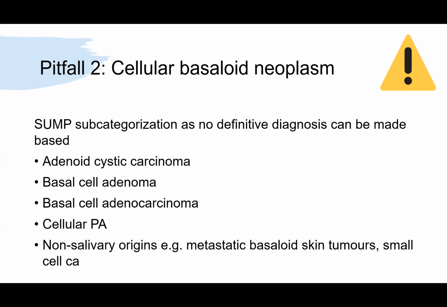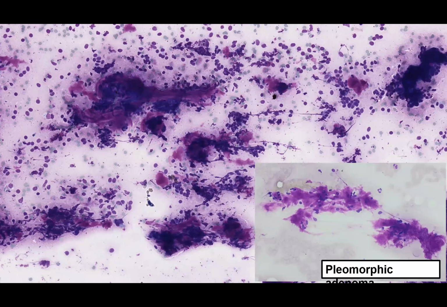And remember, it's not just primary salivary gland neoplasms; there are also non-salivary origins. This is due to the rich lymphatic drainage from the scalp, so you do get cutaneous tumors. This is where clinical information is going to be important. So this is just an example here. You've got a highly cellular smear, but you do have some scant fibrillary-looking stroma. And just remember, this may not be representative of the whole sample.